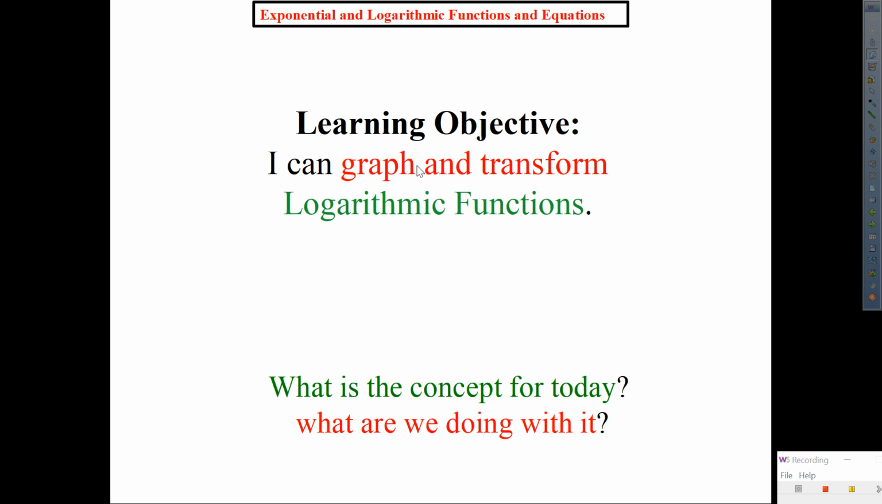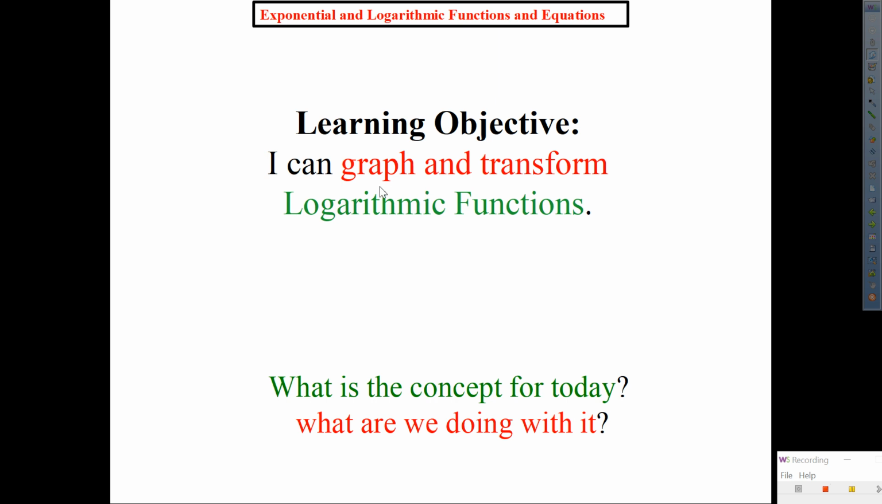Yes, Mr. Q. All right. Y'all ready? Once again, today's lesson is packed with stuff. Good job that you have a lot of energy today and you rested yesterday. Very good. Because we have a lot to cover. And we're going to start with transformations today. So, here we go. Our objective for today, I can graph and transform logarithmic functions.